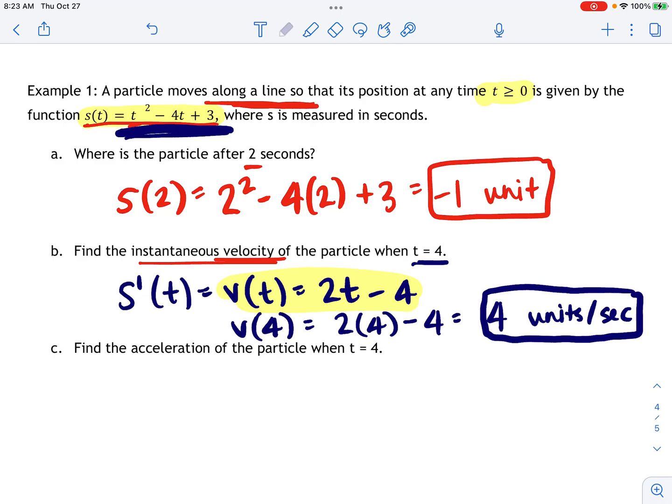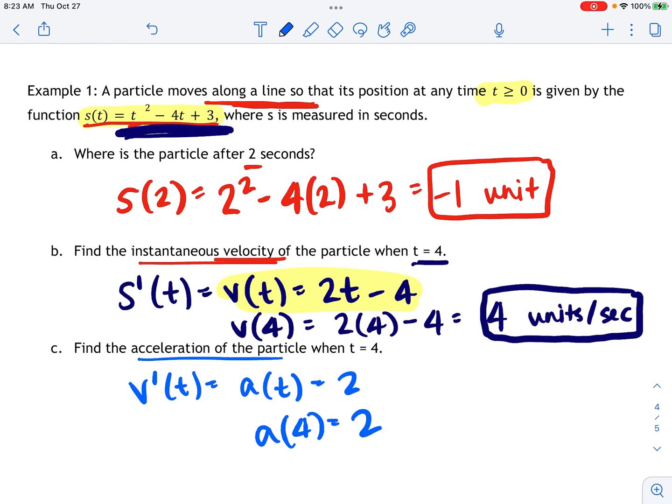Last, it's asking about acceleration. Acceleration is the derivative of velocity. So if I want an acceleration equation, I'll do the derivative of the velocity equation. We have that highlighted. The derivative of 2t minus 4 is 2. So now when I go and plug in 4 for my acceleration function, there's no t to plug it into, so I just get 2, and that would be units per second squared, because we're doing the rate of change.